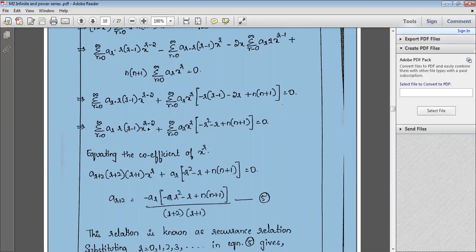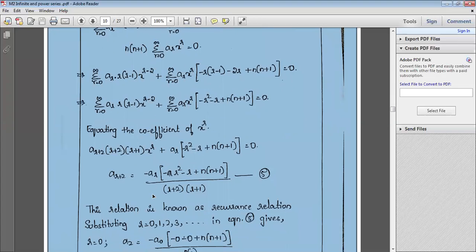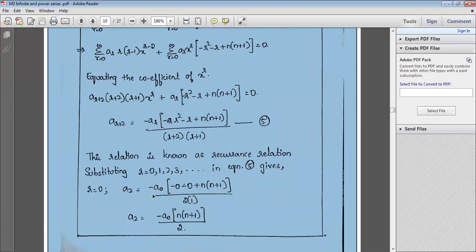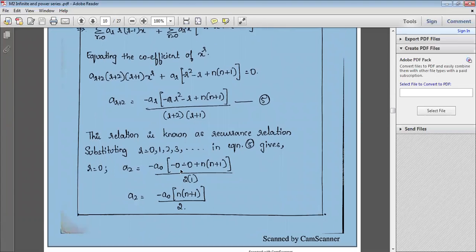If this wants to become x power r, then r should be replaced by r plus 2. That's why they write r plus 2 in the place of r. Then you get a r plus 2. This relation is known as the recurrence relation, substituting r is equal to 0, 1, 2, 3, etc. Therefore, a2 is equal to minus a0. Put r is equal to 0, a2 comes.